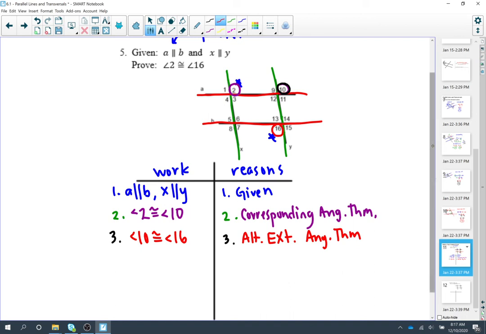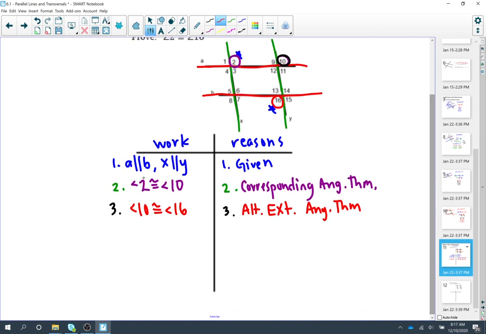Now, at this point, I have 2 statements. So I'm going to connect my 2 statements into another statement. So let's look at this. If 2 is congruent to 10, and 10 is congruent to 16, so 2 equals 10, 16 equals 10. They're equal to the same thing. Then what can I say about 2 and 16? We can say angle 2 is congruent to angle 16, and that is your transitive property.